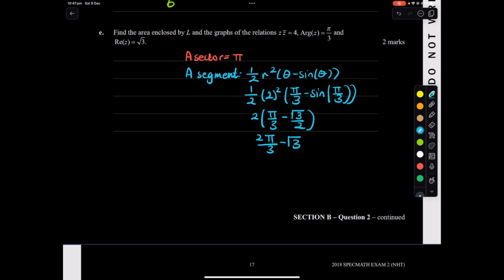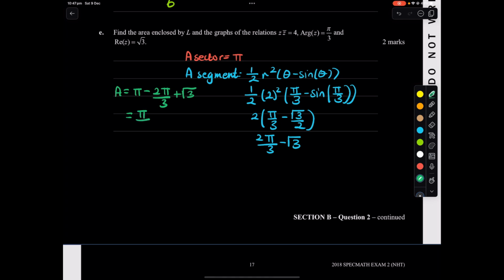That's it. Now, we know the area of the segment, and we say the area of the sector is pi, minus this overall expression, and we get that area. So the area is just pi minus this overall expression, which is just going to be 2 pi on 3 plus root 3, which is what?